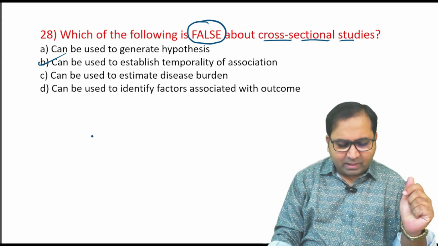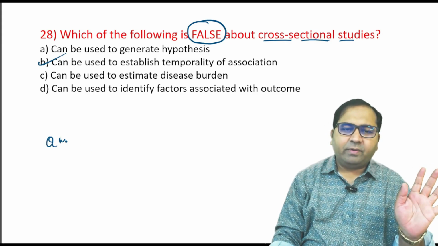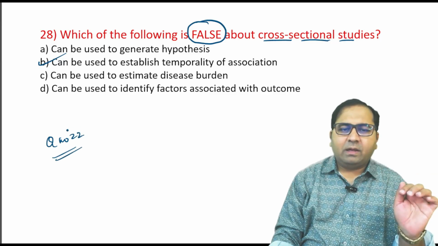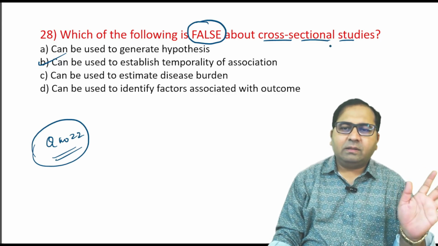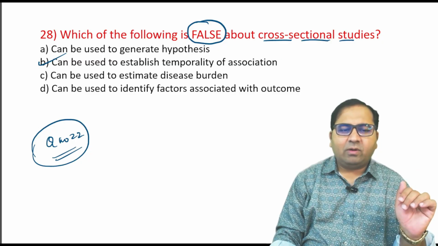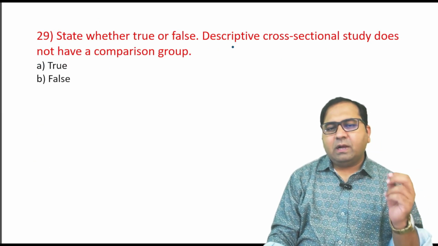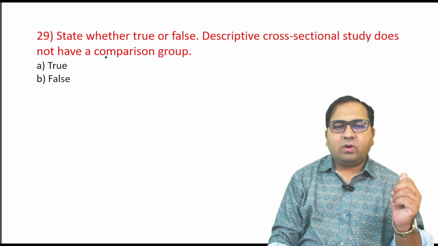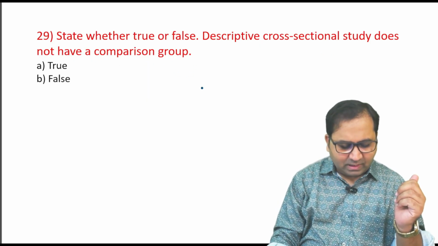See, we have spoken regarding the cross-sectional studies in detail. Go to question number 22. Go back, read this question number 22 and you will have some idea regarding the cross-sectional studies. We will quickly go to the next question. Next question, state whether true or false. Descriptive cross-sectional study does not have a comparison group. Is it a true statement or a false statement?